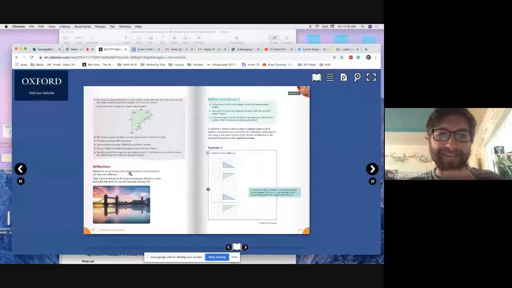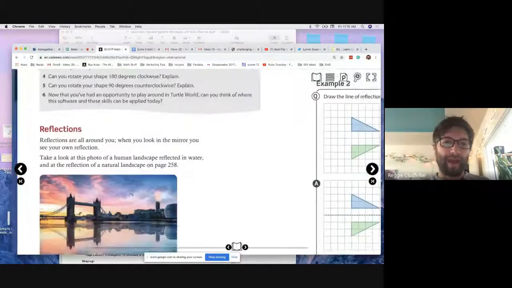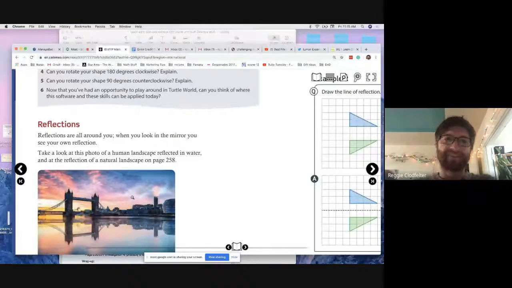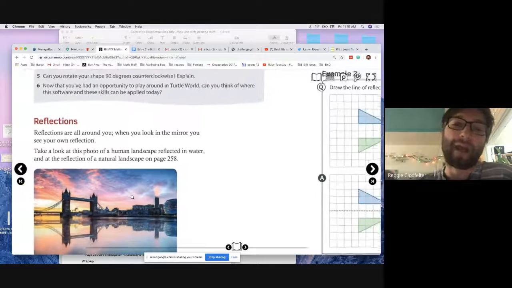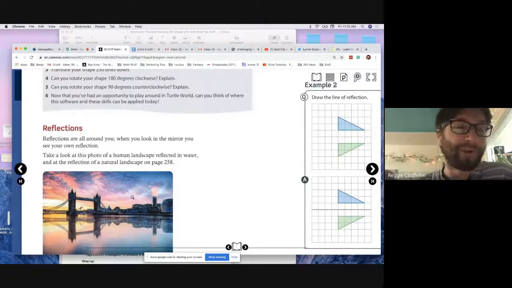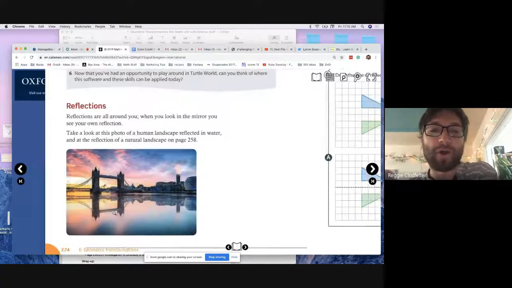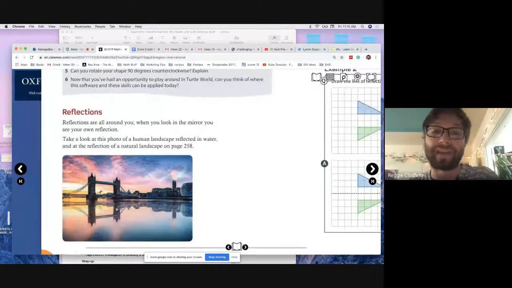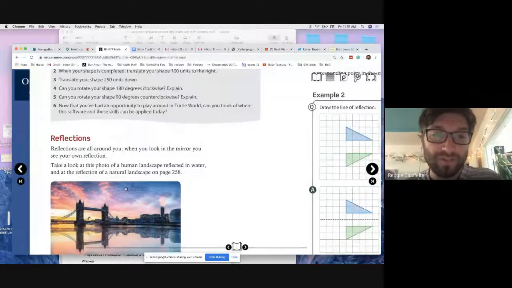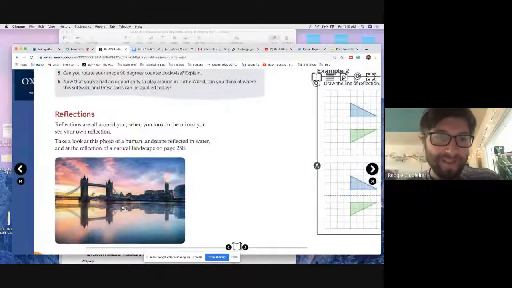Woohoo! Today, we are learning about reflections, our newest transformation. Reflections, they're all around you. When you look into the mirror, what do you see? Your reflection. Take a look at this photo of a human landscape reflected in water and at the reflection of a natural landscape on page 258. We're going to skip that reflection of a natural landscape. We'll just look at this one. Nice, beautiful photo of London.